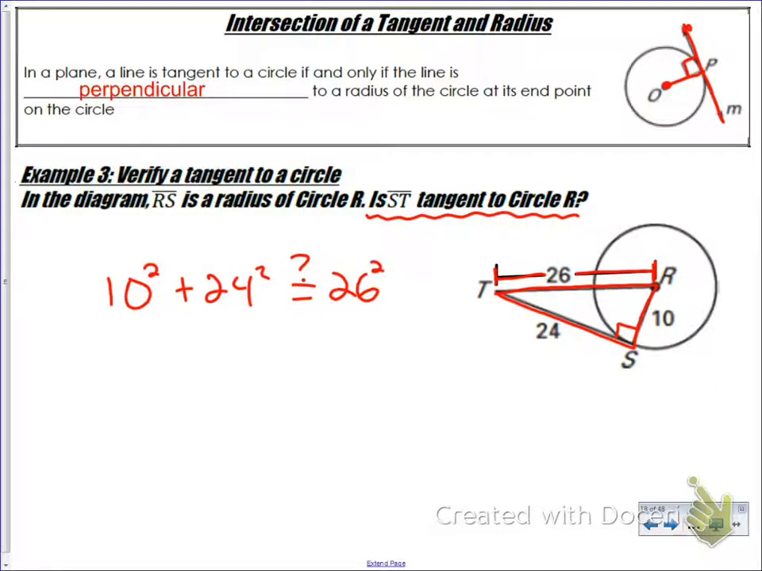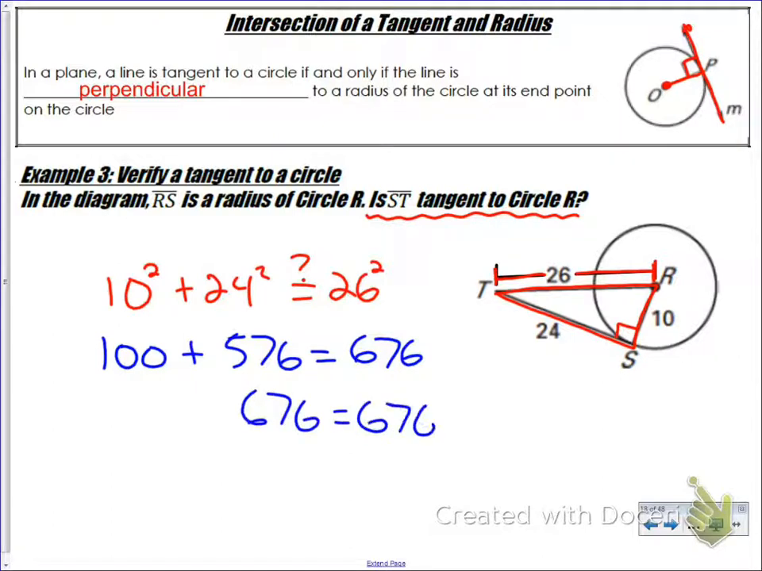So let's go ahead and simplify. 10 squared is 100, 24 squared is 576, and 26 squared is 676. 100 and 576 makes 676, which is equal to 676. So yes, ST is tangent, because this triangle is a right triangle.